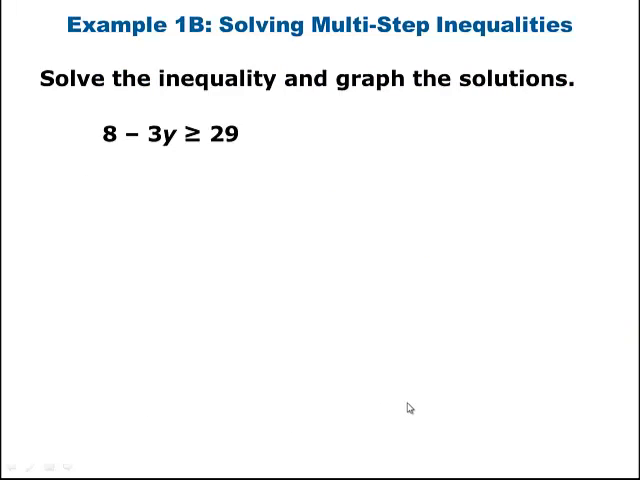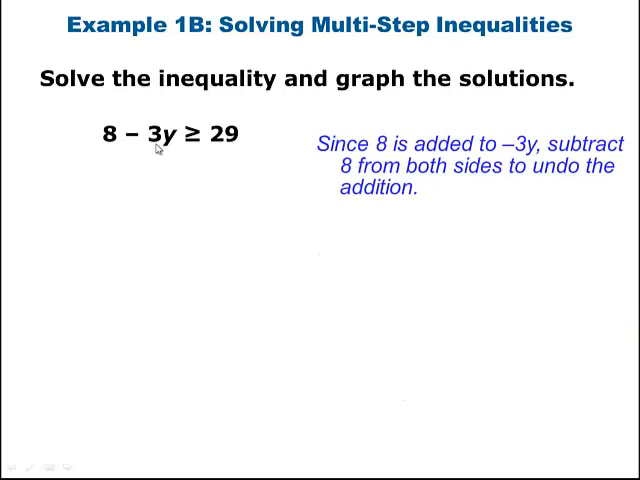Second problem. In this case, we have y times 3, and then that is being subtracted from 8. So the last step is the 8, so we're going to undo that first. Since this is a positive 8, we're going to subtract 8 from both sides. So we have negative 3y is greater than 21.